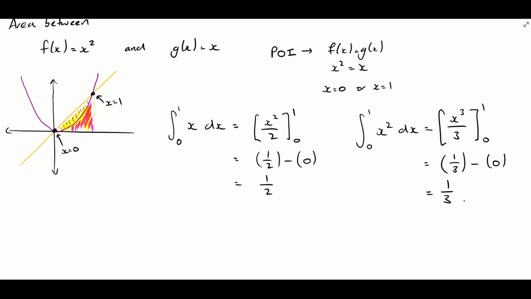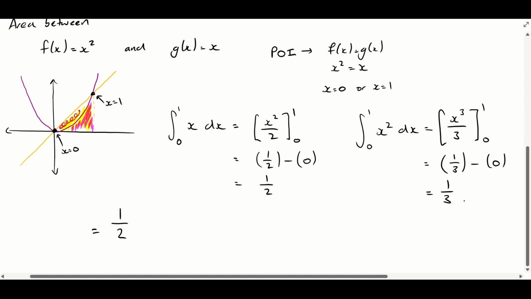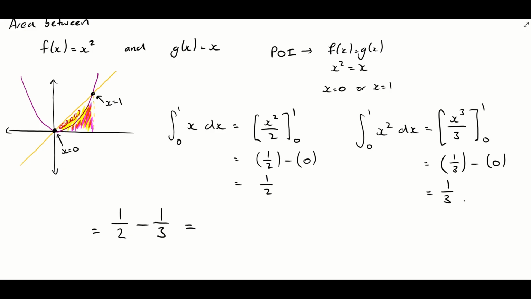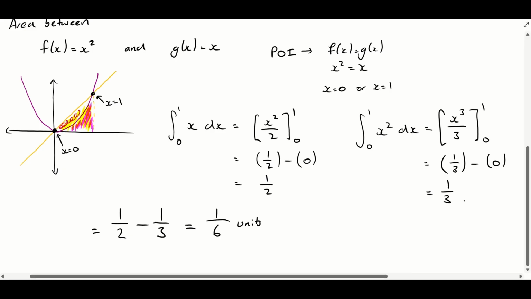So the red area, the area bound between these two things, so this area in here, that area is going to be equal to a half minus a third. And a half minus a third is just 1/6. So we have 1/6 units squared of total area bound between these two curves.